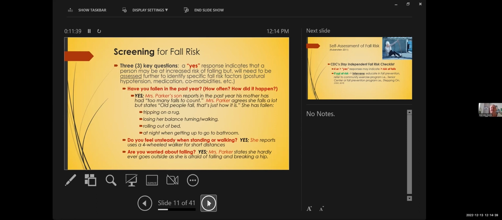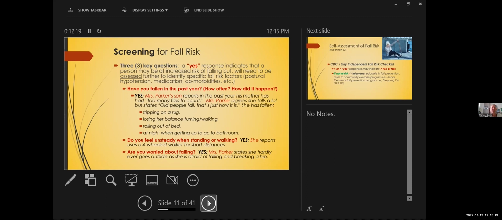So this is a yes for Mrs. Parker. Mrs. Parker's son reported in the past year his mother has fallen too many times to count. Mrs. Parker agrees with him. She agrees that she falls a lot, but states old people fall. That's just how it is. So she has fallen, tripping on a rug, losing her balance, turning when she's walking. She fell once rolling out of the bed. She fell at night when getting up to go to the bathroom. And this recent visit, she had fallen getting out of the shower in her bathroom.